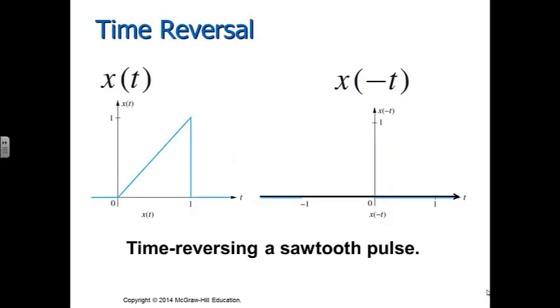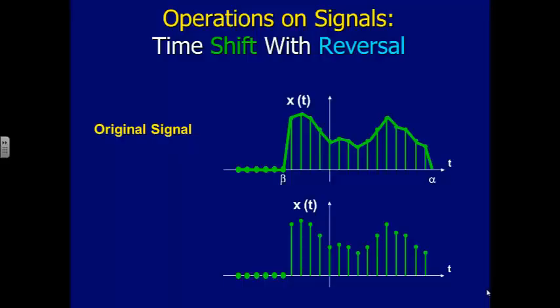Here's another simple example. Here we have a triangle that goes in the positive t direction between 0 and 1. If we created the time reversed version of that, it would be a backward facing triangle going in the negative t direction that ends at minus 1. Those are pretty straightforward concepts now.